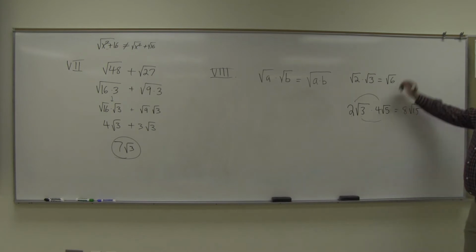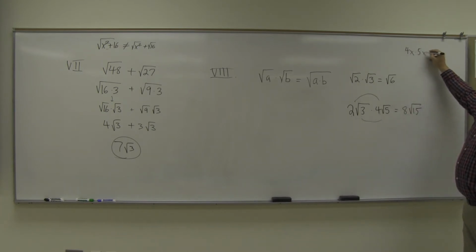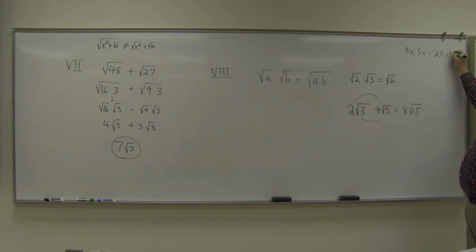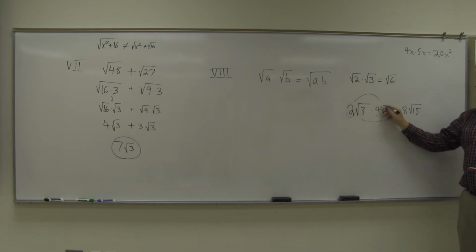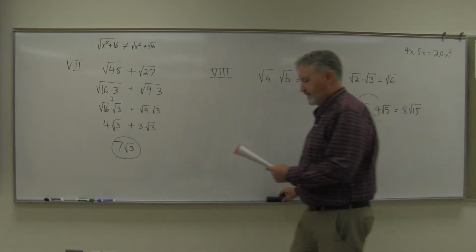It's a lot like the x's. If I had 4x times 5x, you'd multiply the 4 and the 5, 20. The x times the x gives you x squared. It's the same thing. You're going to multiply what you can together. So I can multiply the ones on the outside, multiply the ones on the inside. Okay? With me? All right. So that gets us to A there.